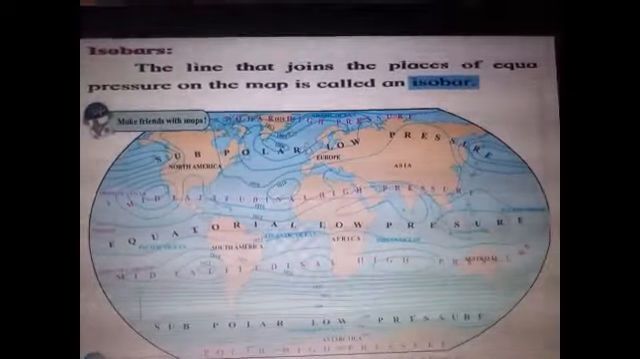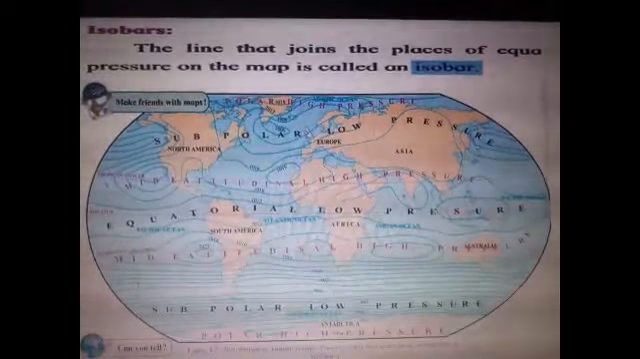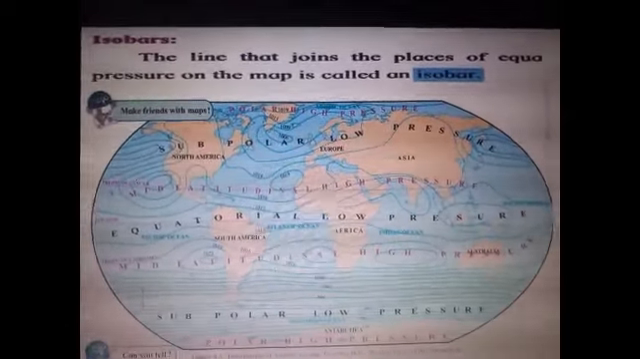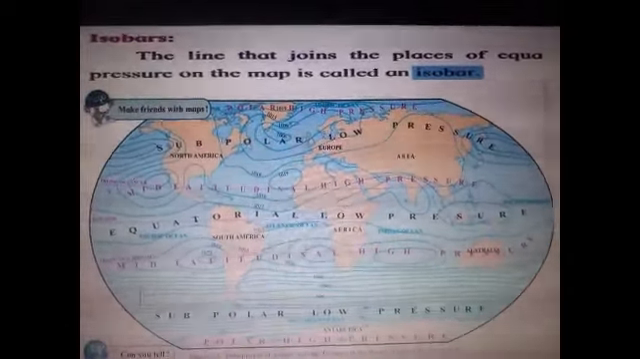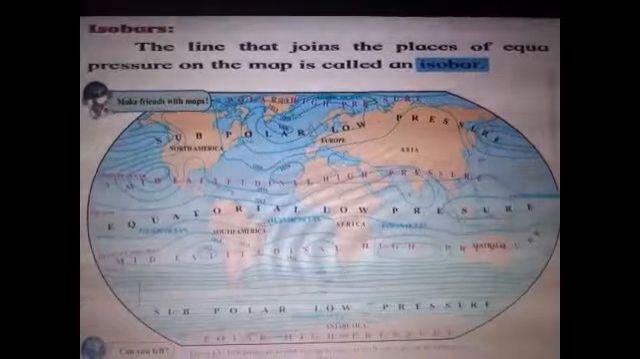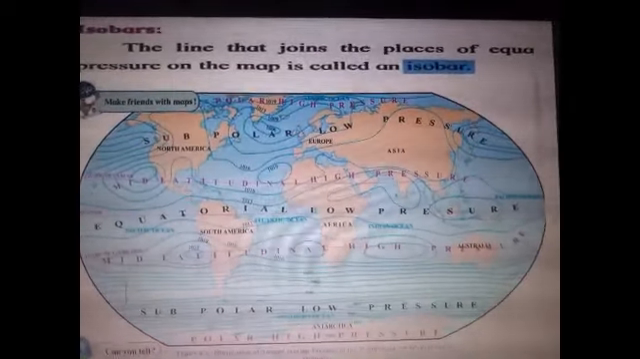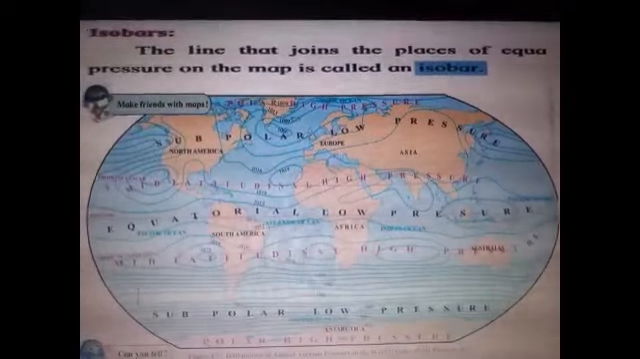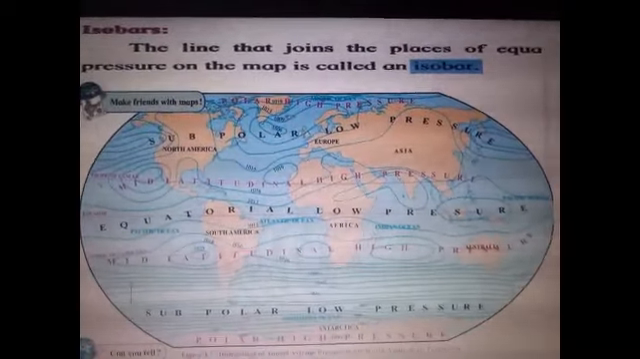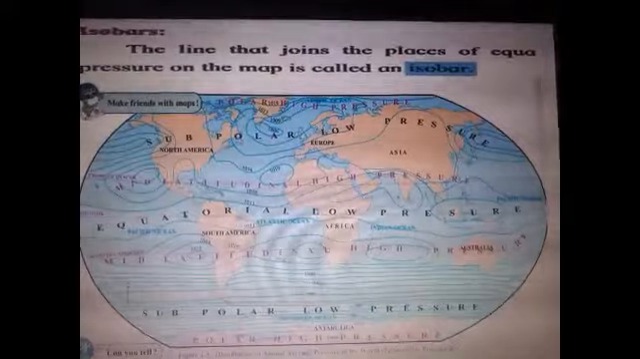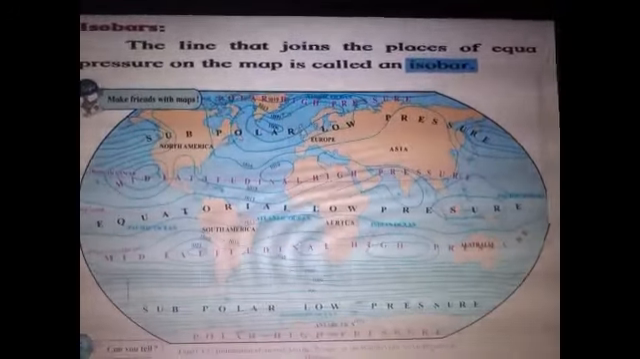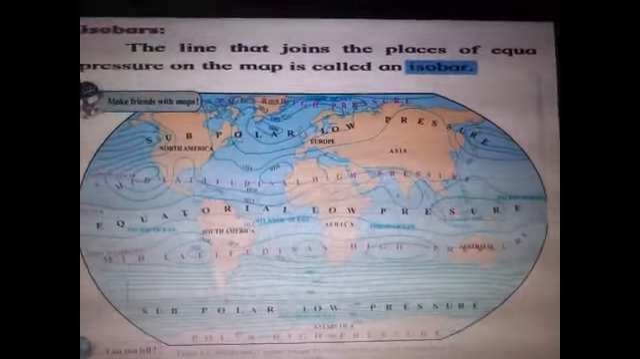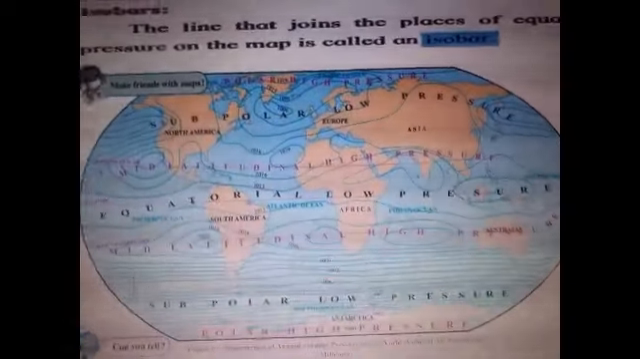Let's continue. Our next topic is isobars. Let me first explain the meaning of isobar. The line that joins the places of equal pressure on the map is called an isobar. So isobar means what? The line that joins the places of equal pressure. Now which pressure? That is the air pressure, quite natural, we are studying about air pressure. So the line that joins the places of equal air pressure on the map is called an isobar.